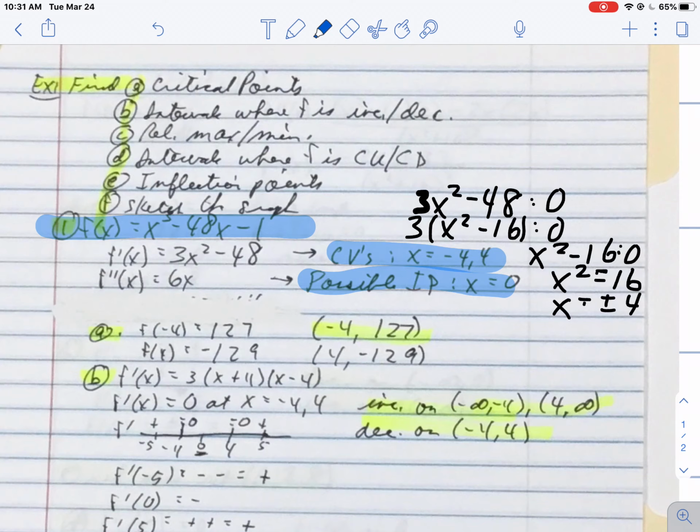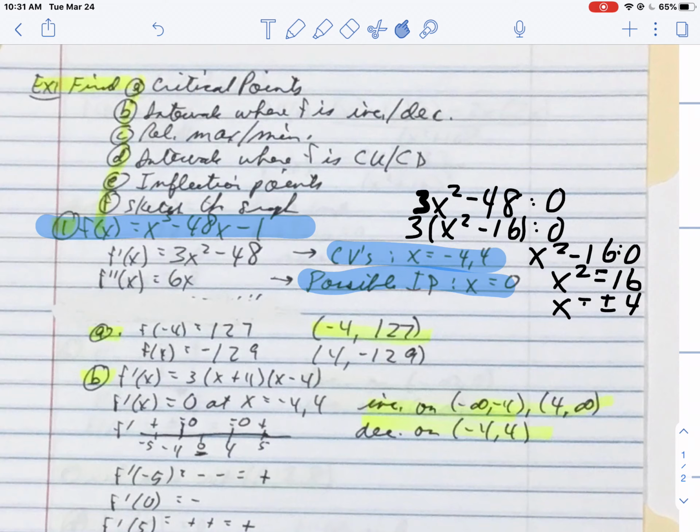So part A, we were asked to find the critical points. Remember, the critical points are the actual points on the graph. So it's a little distinction in the terminology. Critical values are the x values where those relative maxes or mins could possibly occur. The critical points are the actual points on the graph.